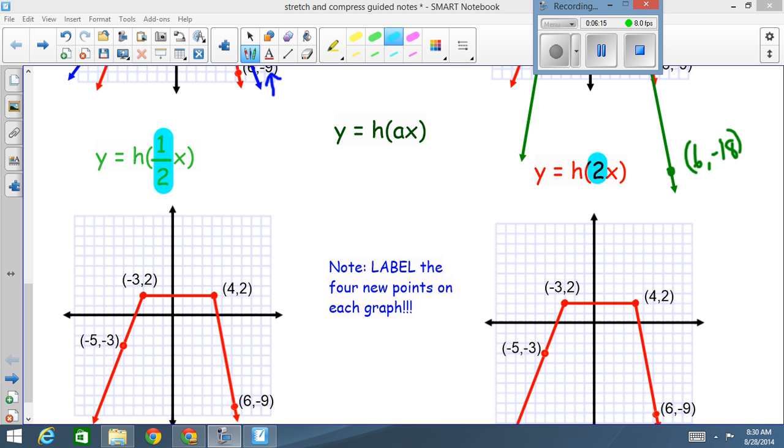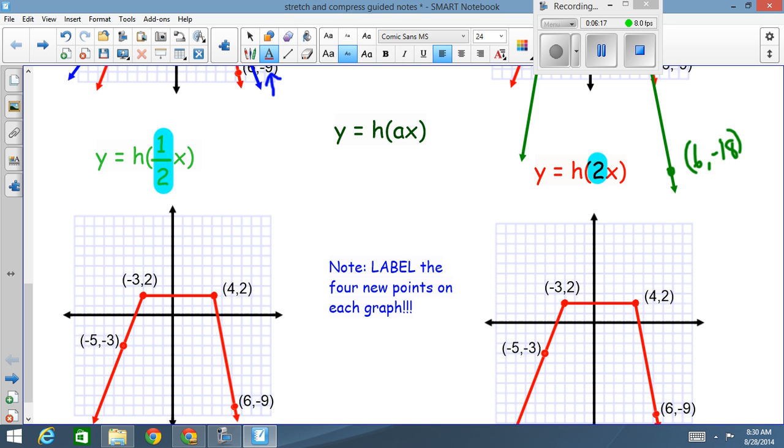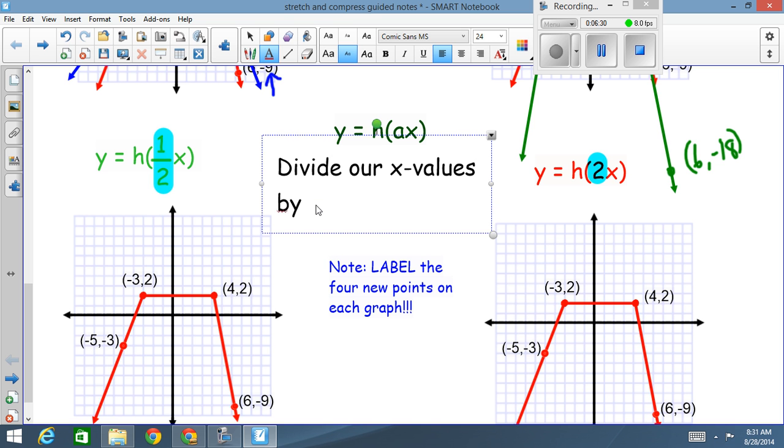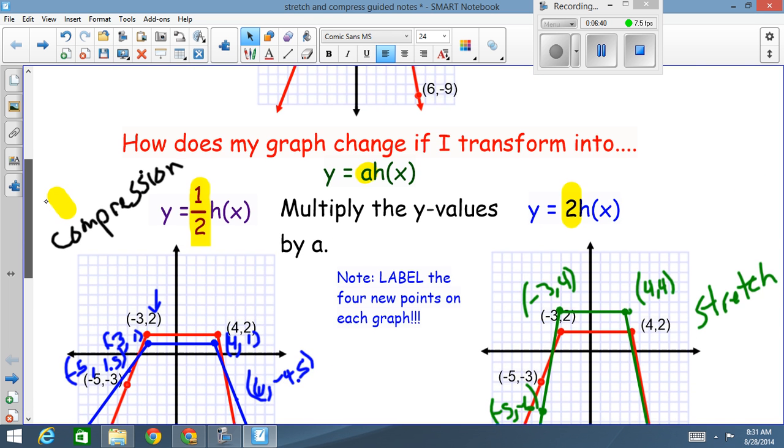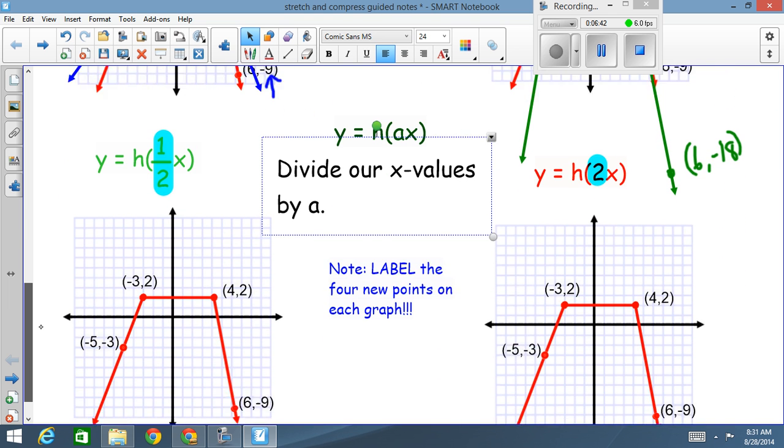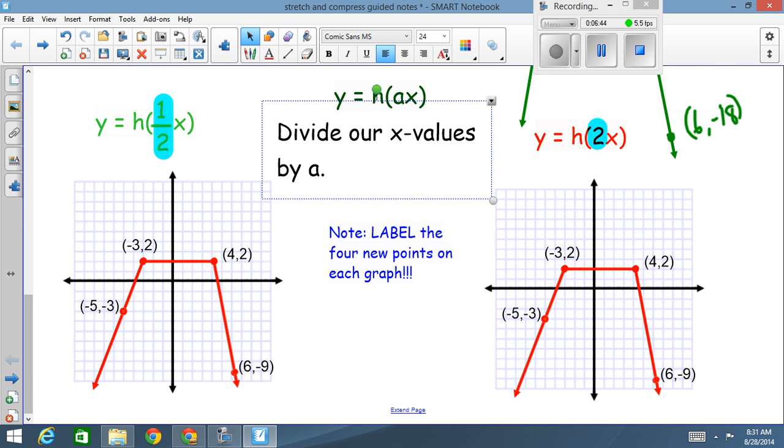Okay, so when we do have this multiplier that's on the inside of our function, essentially what we're going to do is we are going to divide our x values by a, whatever a is. So there's a small difference here, you see. Up at the top, we were multiplying y values by a. Down here, we're going to divide x values by a.